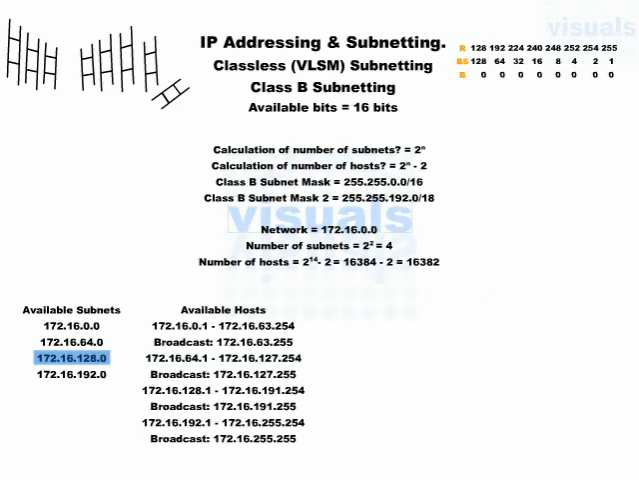172.16.128.0. For this network, addresses range from 172.16.128.1 to 172.16.191.254, and the broadcast address is 172.16.191.255. And the next and final subnetwork for this scenario is 172.16.192.0. For this subnetwork, valid addresses are from 172.16.192.1 to 172.16.255.254. Broadcast address is 172.16.255.255. Let's move to another example of class B subnetting.